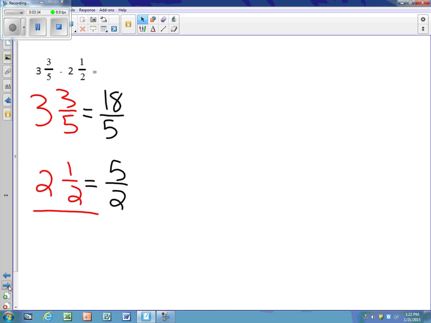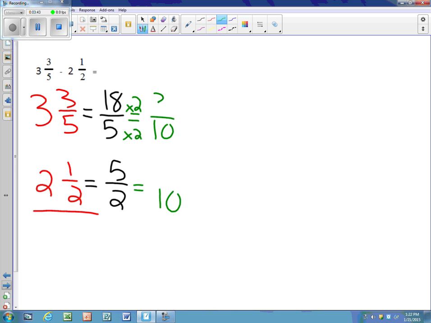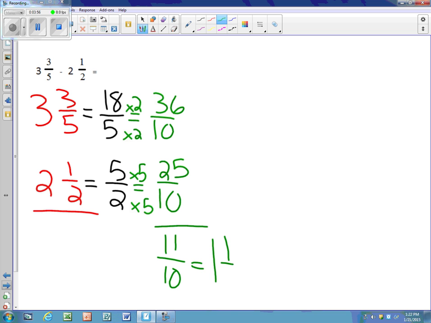And now we're going to move on to the next step. We say our common denominator is 10. So 5 times 2 is 10, so 18 times 2 is 36. 2 times 5 is 10, so 5 times 5 is 25. And we end up with an answer of 11/10, which is the same thing as 1 1/10. And that is how we subtract mixed numbers and regular fractions with unlike denominators.